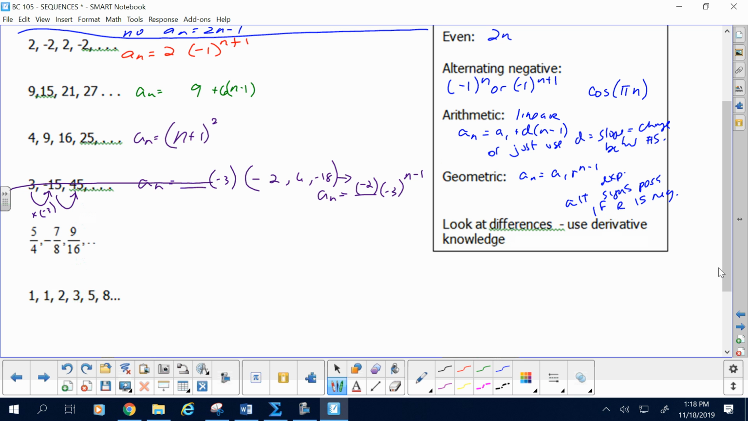All right. Try this one. Let's see how you're doing. Do you have this problem? 5 fourths, negative 7 eighths, 9 sixths? Okay, do that one. How many patterns do you see? No, 3. Actually, I guess you can.